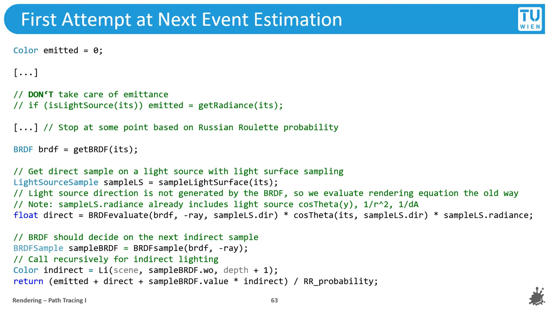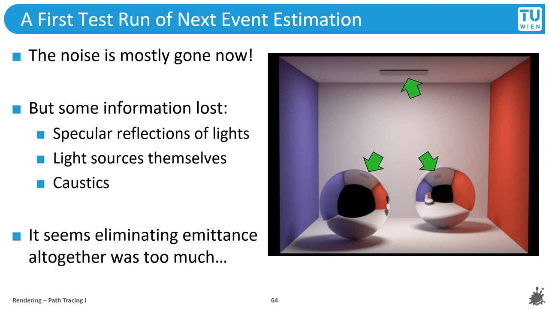We have pretty much achieved what we have set out to do, and that is reduce noise. But actually, we have done too much. By disabling emittance completely, we have lost some effects that are vital. The reflections of light sources are gone, the light source itself has no more brightness, and even some of the caustics are missing now. Where did we go wrong? We are already pretty close.